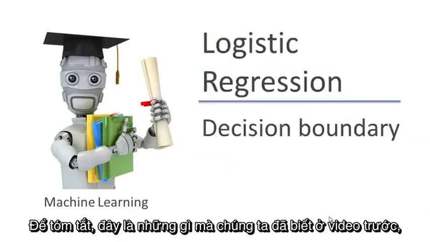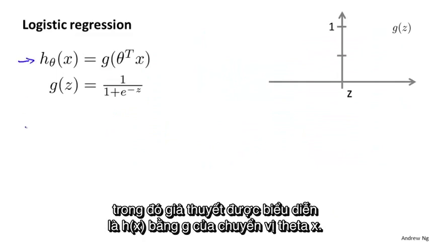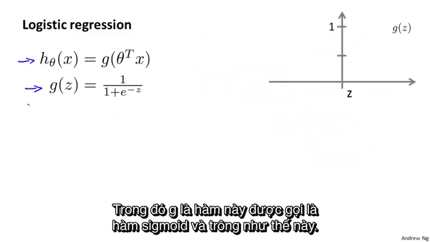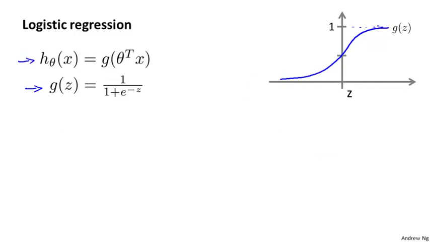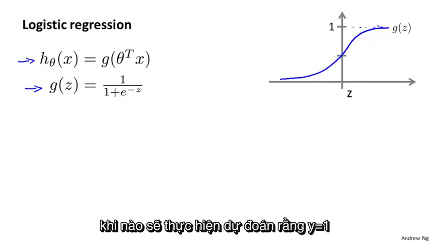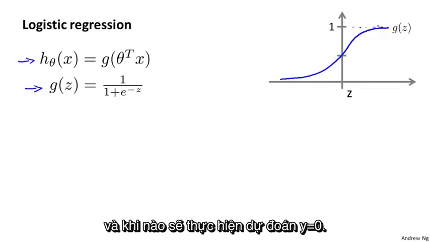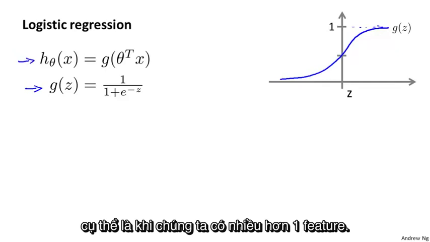To recap, this is what we wrote out last time, where we said that the hypothesis is represented as h of x equals g of theta transpose x, where g is this function called the sigmoid function, which looks like this. So it slowly increases from 0 to 1, asymptoting at 1. What I want to do now is try to understand better when this hypothesis will make predictions that y is equal to 1 versus when it might make predictions that y is equal to 0, and understand better what the hypothesis function looks like, particularly when we have more than one feature.